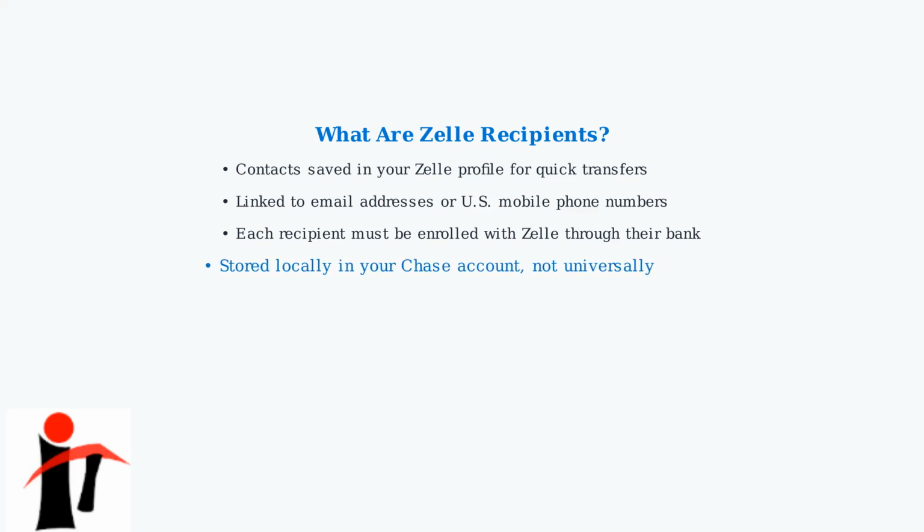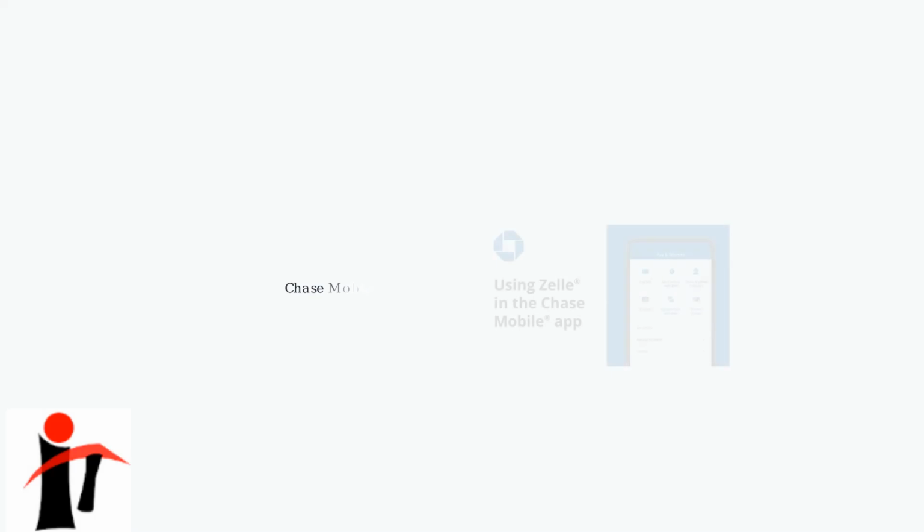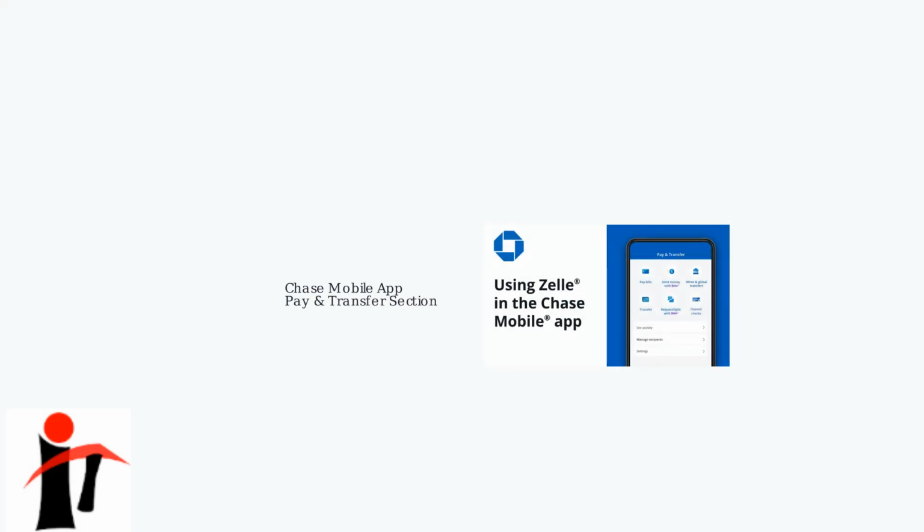It's important to understand that these recipients are stored locally in your Chase account, not in a universal Zelle database. This means managing your recipient list is specific to your Chase banking experience. You can access and manage your Zelle recipients through the Chase mobile app's Pay and Transfer section, which provides a user-friendly interface for all your payment needs.